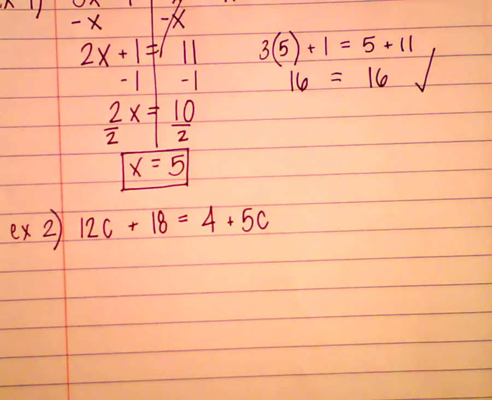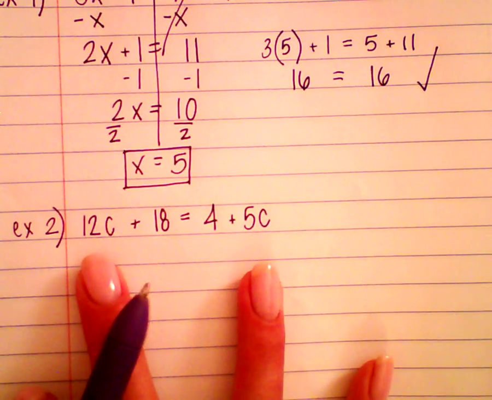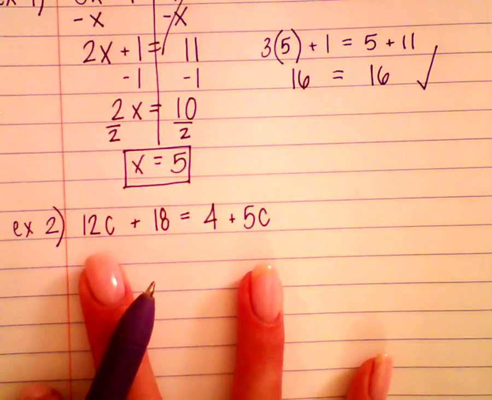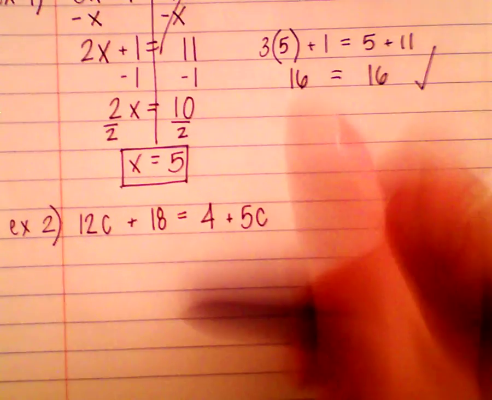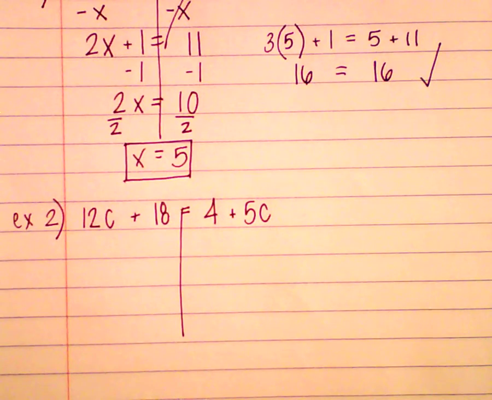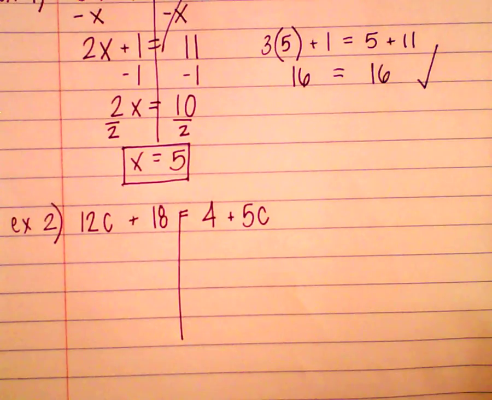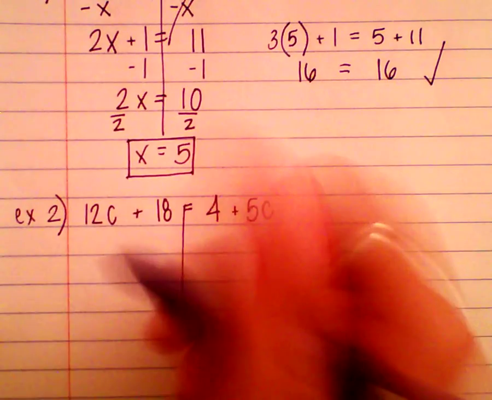Alright, so I see that I have my variables, my terms with my variables on both sides of the equal sign, so I need to decide what I want to do to move them. And I just want to show you that you don't always have to move the smaller value, the smaller term. I personally find it more helpful, but that is your call. But I will show you what happens if I move my larger term with the variable.